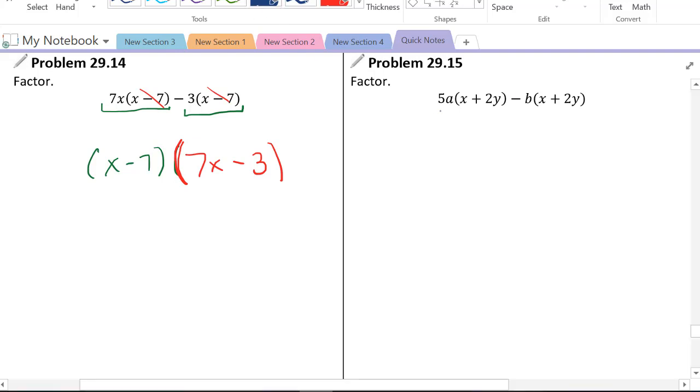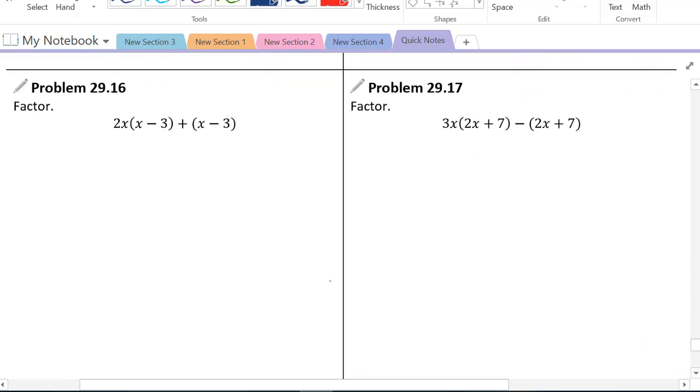Okay, we look at the next one again. Think of this term as one and this one as one. What's in common here? X plus 2y is in common. If you pull out x plus 2y from there, you're going to end up with 5a minus b. When you factor it out, think of pulling them out, they're gone. So what's left? Just 5a minus b. That's what's left over.